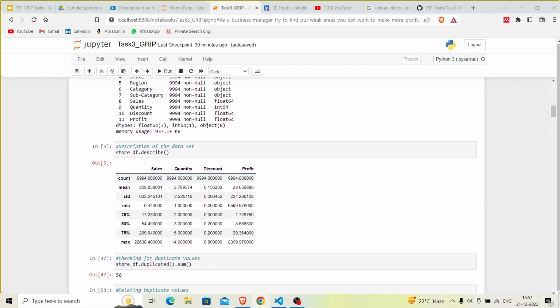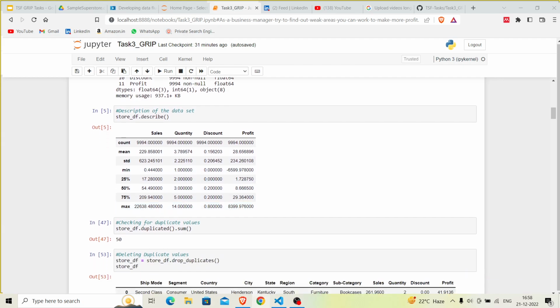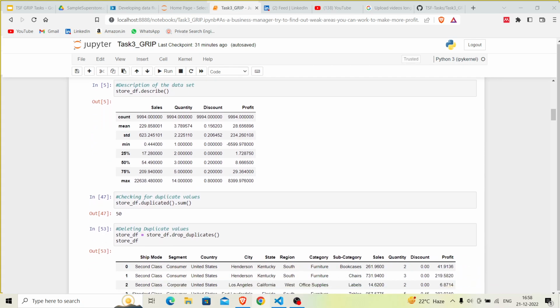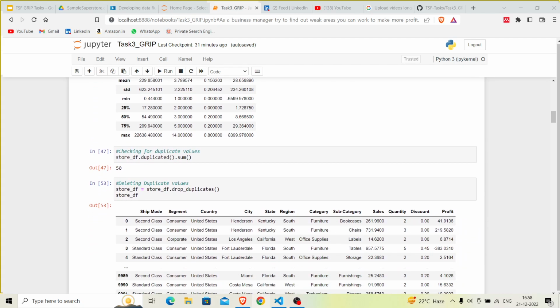And after this, I am using the .describe command to get various statistical measures for the attributes of the dataset, such as sales, quantity, discount, and profit. Describe gives the count, the total number of values of these 4 attributes, the mean, standard deviation, minimum value, the first quartile, second quartile, third quartile, and the maximum value. And after that, I am checking for duplicate values in the dataset and summing them to get all of them at once. There are 50 duplicate values in the dataset.